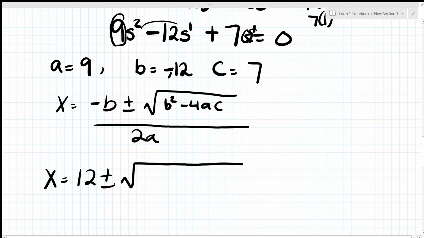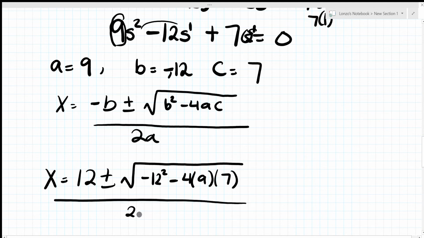So we got, what is negative 12? So b squared is negative 12 squared minus 4 times ac. Notice that they're really close, that means multiplication. So 4 times, with my a is 9. What is my c? 7. All over 2a, which is 2 times a, which is 9. Now let's simplify.